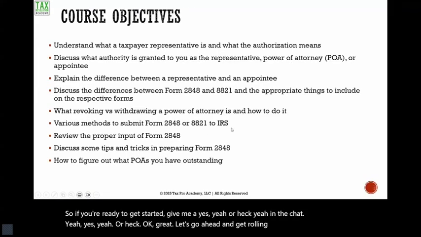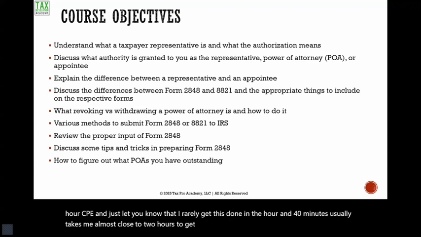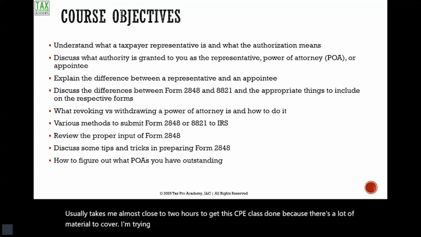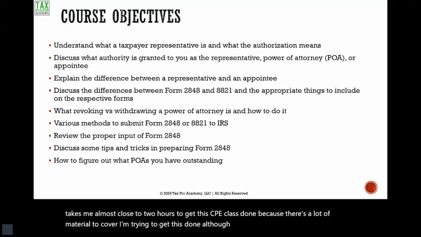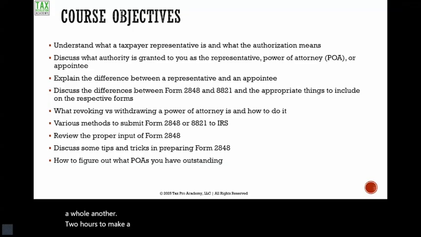Now, in the course of this 2-hour CPE, I rarely get this done in an hour and 40 minutes. Usually it takes me close to 2 hours to get this CPE class done because there's a lot of material to cover. I probably could almost do a whole other 2 hours to make a supplement to this class.